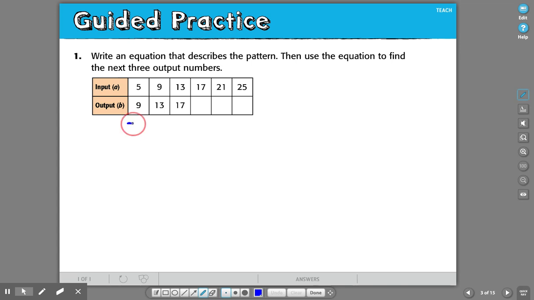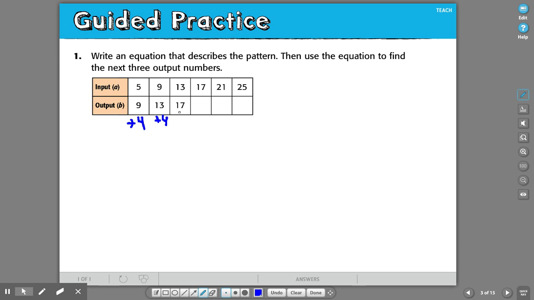We know we need to minus because we're getting smaller. Or no, we need to plus, I'm sorry, because we're getting bigger. So how many do we have to plus by? So we go 5, 6, 7, 8. All right, we're adding 4. We have to check them all though. So 9, 10, 11, 12, 13 still works.